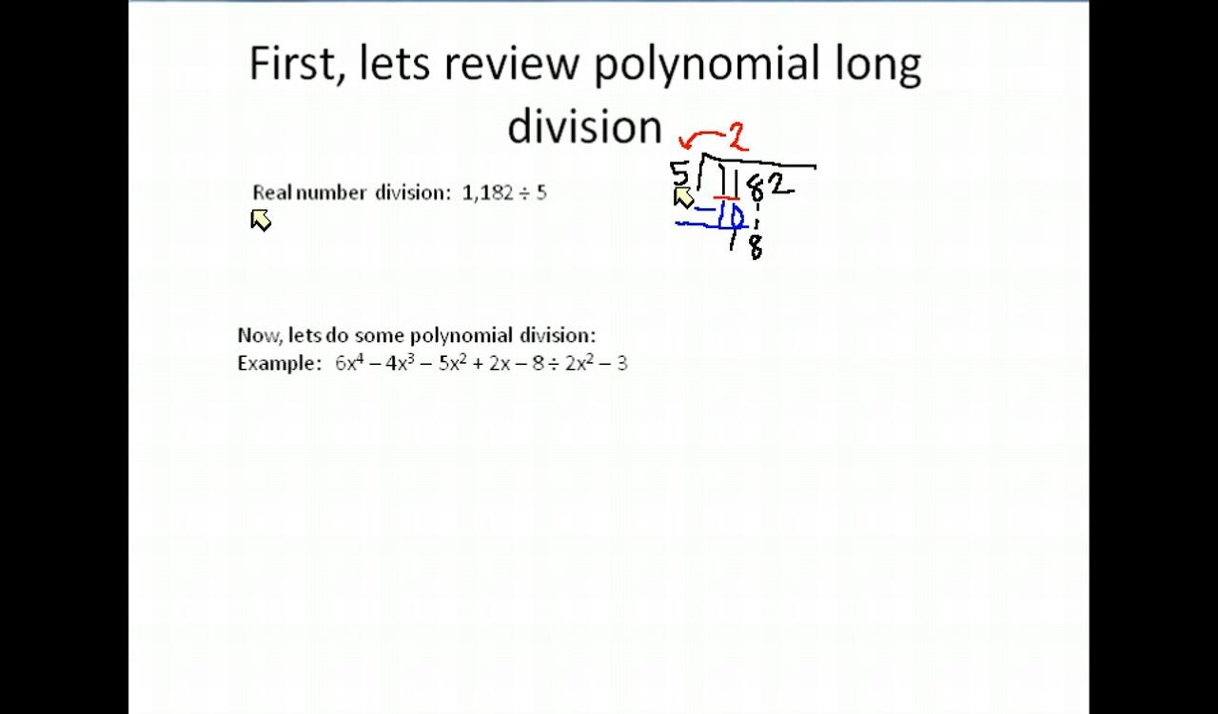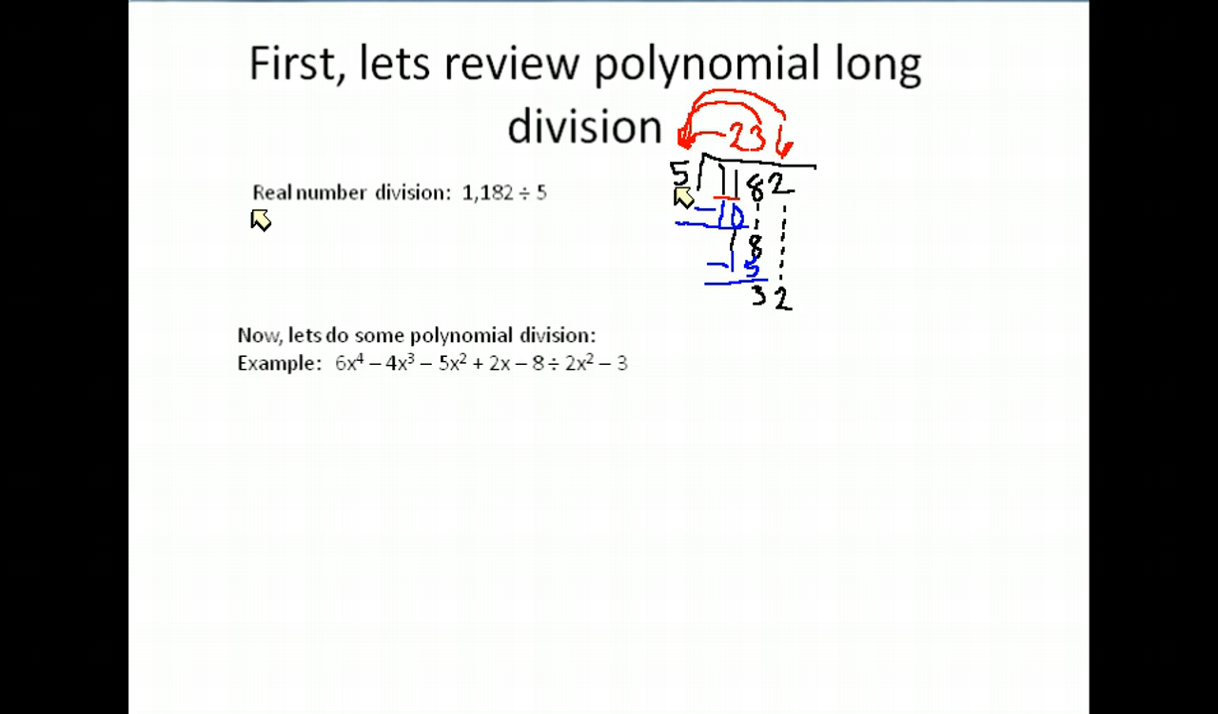And we'd say, okay, 5 goes into 18. How many times? It goes 3 times. And then we multiply. 3 times 5 is 15. We write that down here below our 18. And we change the sign. 18 minus 15 is 3. And we go ahead and drop the next number down. Gives us 32. 5 goes into 32 6 times.